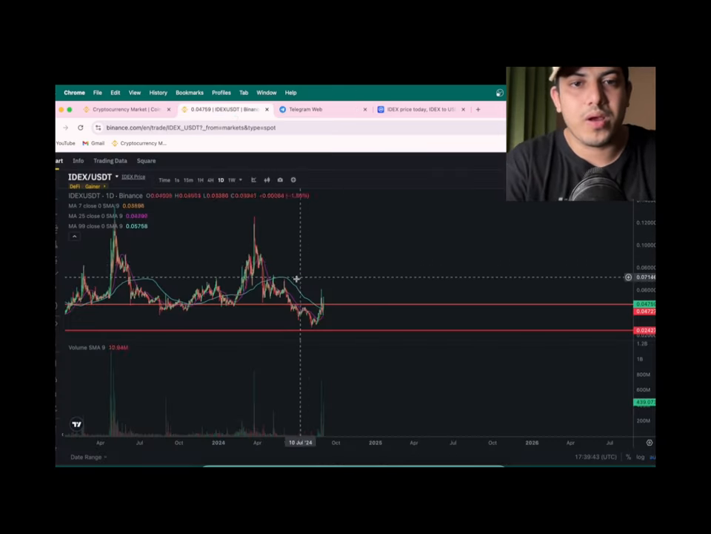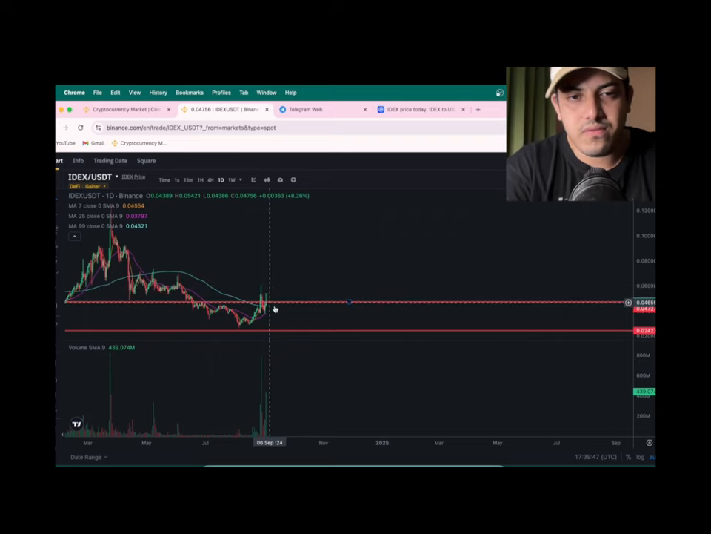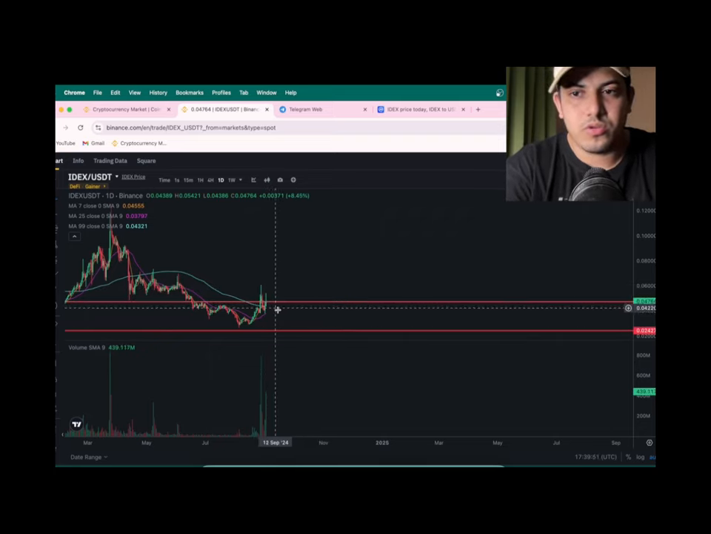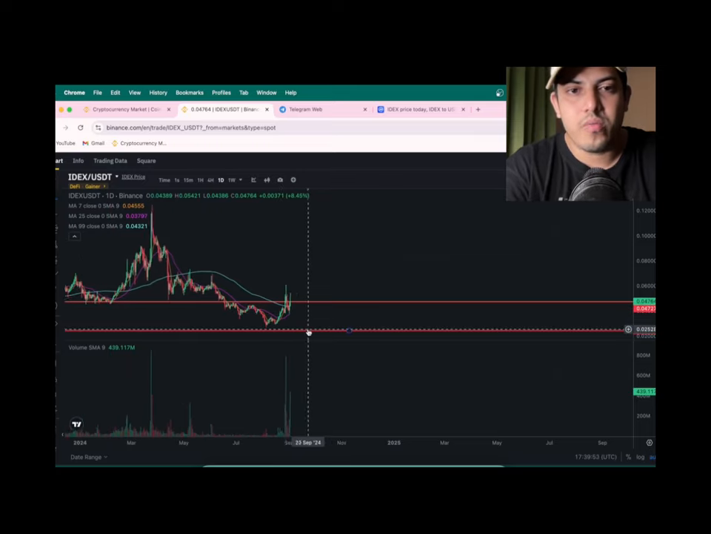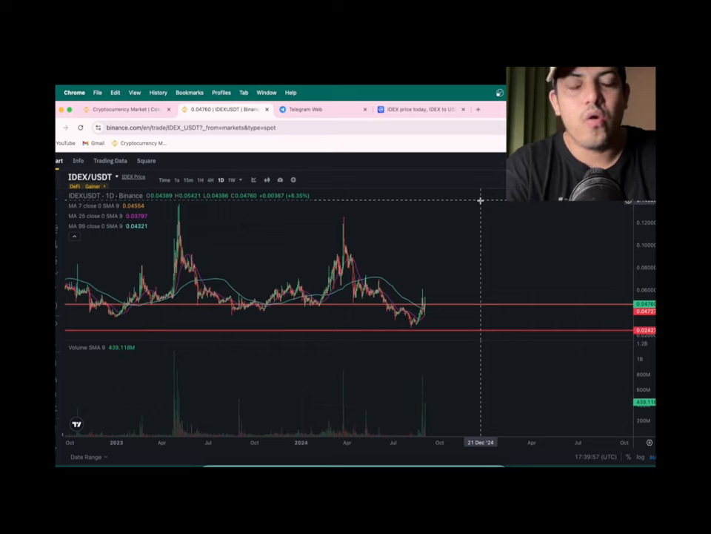Let's come back to the topic, IDX. How should we go about it in these two buying levels? 50-50. If you have $1,000, put $500 at the moment, and if it drops to 0.02, buy more, man. Price prediction for short term is $1, and for long term over $5, man. It's got the potential. I wish you all the best. Have a nice day. Cheers, guys.